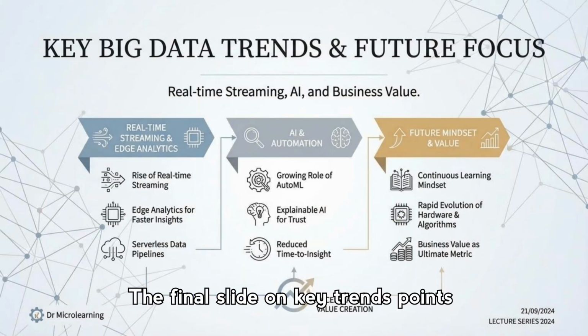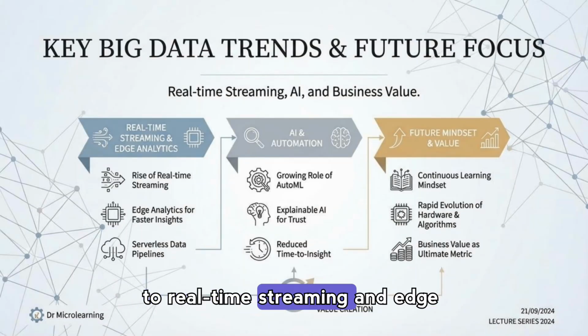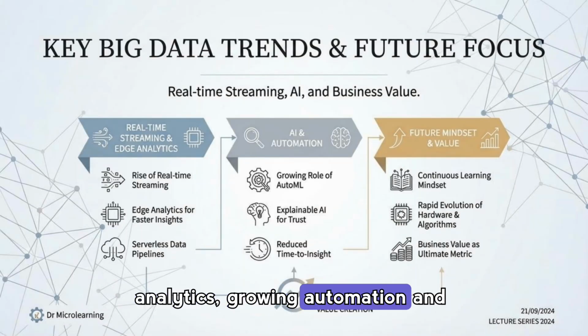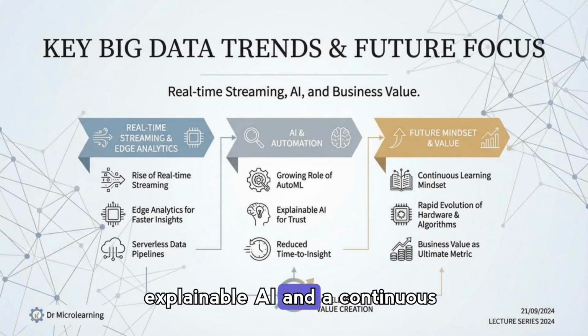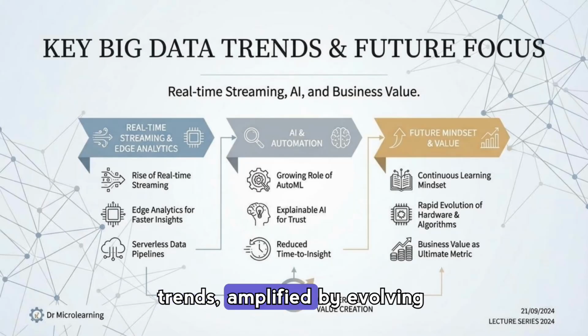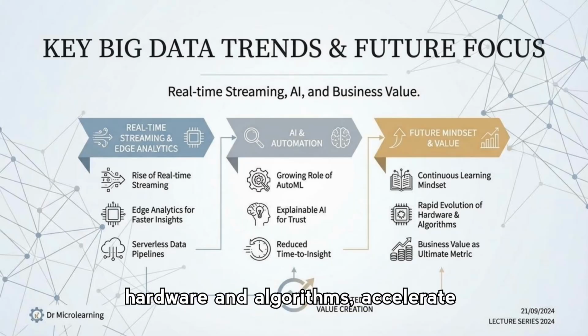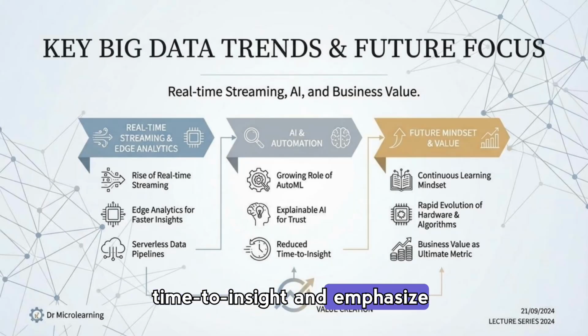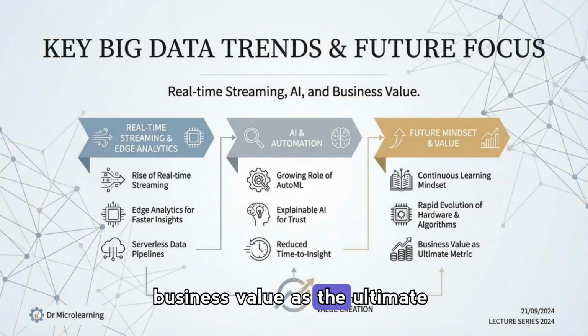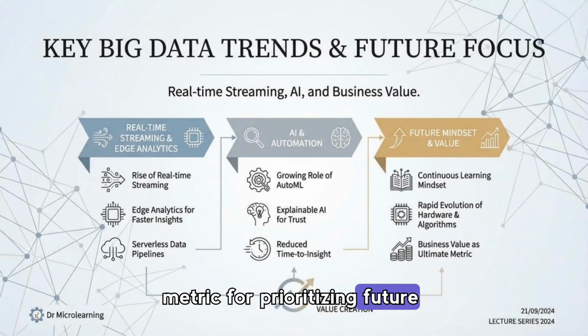The final slide on key trends points to real-time streaming and edge analytics, growing automation and AutoML, plus the importance of explainable AI and a continuous learning mindset. Together, these trends, amplified by evolving hardware and algorithms, accelerate time to insight and emphasize business value as the ultimate metric for prioritizing future investments.